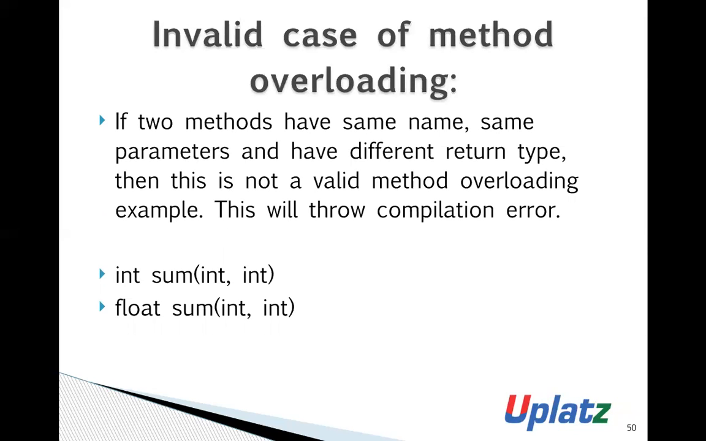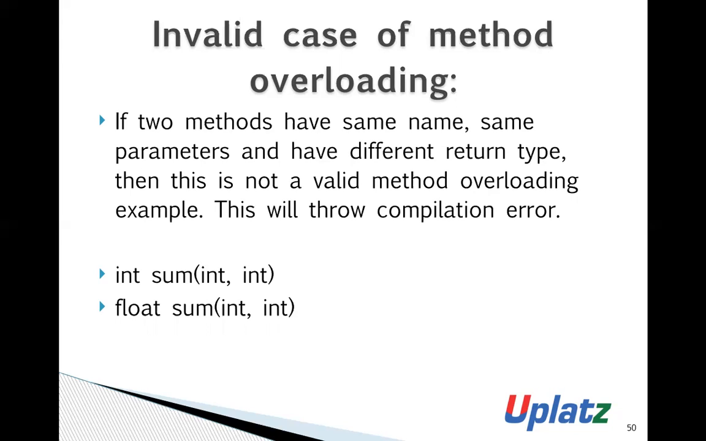Now let us try to see the invalid case of method overloading. If two methods have the same name, same parameters and different return types. Now consider a scenario. Consider this example. What is the name of the method? The name of the method is sum. In the first case, I am passing 2 integer arguments. In the second case also, I am passing 2 integer arguments, but the return type is float in the second case, whereas the return type is integer in the first case. This will throw a compile time error.